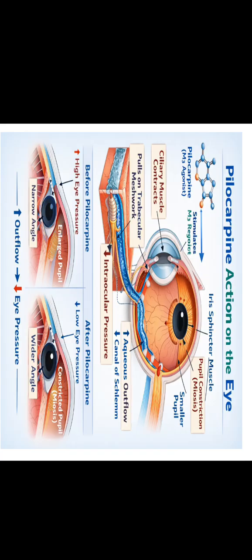We know that parasympathomimetic action can cause miosis, so its effect on the iris sphincter can cause miosis. This helps in opening the trabecular meshwork further and improves drainage of aqueous humor. So this is just an image, it will help you to easily understand.